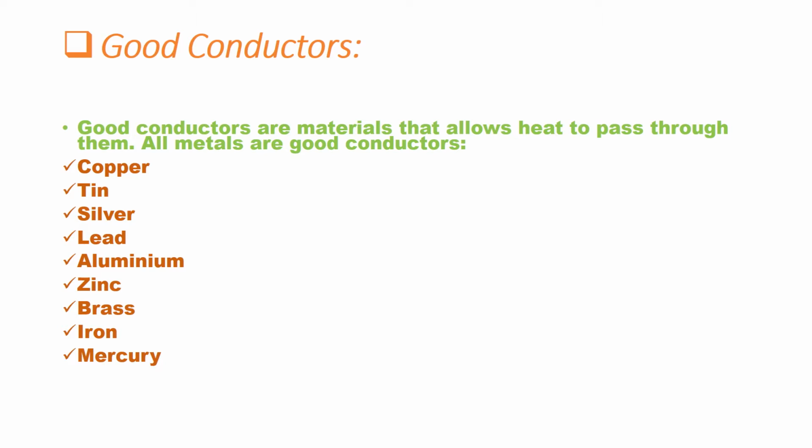Examples of good conductors. All metals are good conductors: copper, tin, silver, lead, aluminium, zinc, brass, iron, mercury. All are good conductors of heat. And I told you, if you want to know whether a substance is a good conductor of heat, then it conducts heat by two methods: one, by vibration of particles, and two, by movement of free electrons. Are you familiar with that by now? If yes, thank you.